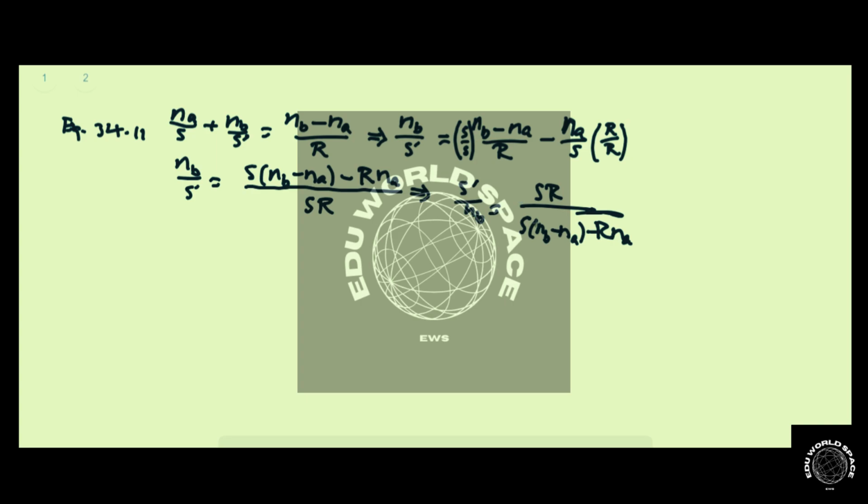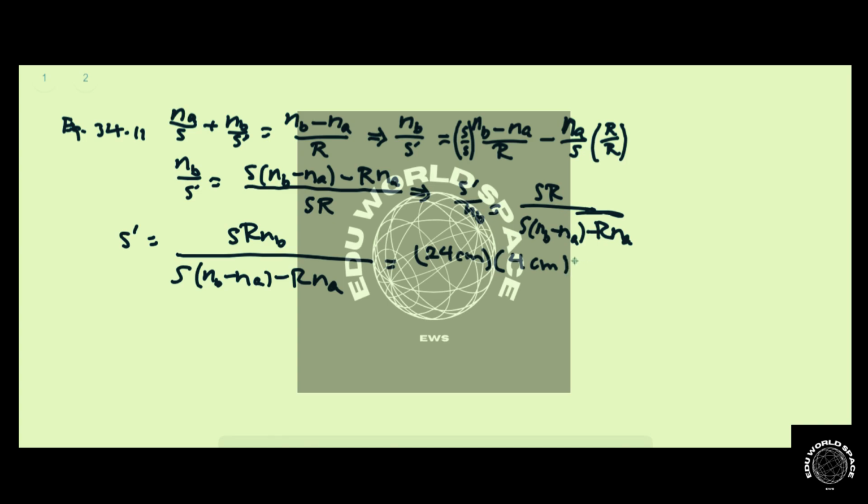And then I'll just multiply both sides by Nb. So then I have S prime is equal to SR Nb, the whole thing divided by S times Nb minus Na minus R Na. And we have all of the numbers here that are given to us in this problem. So everything on the right-hand side we know. So let's simply substitute for S. We were given that that's 24 centimeters. We were given R of 4 centimeters. And Nb is 1.6.